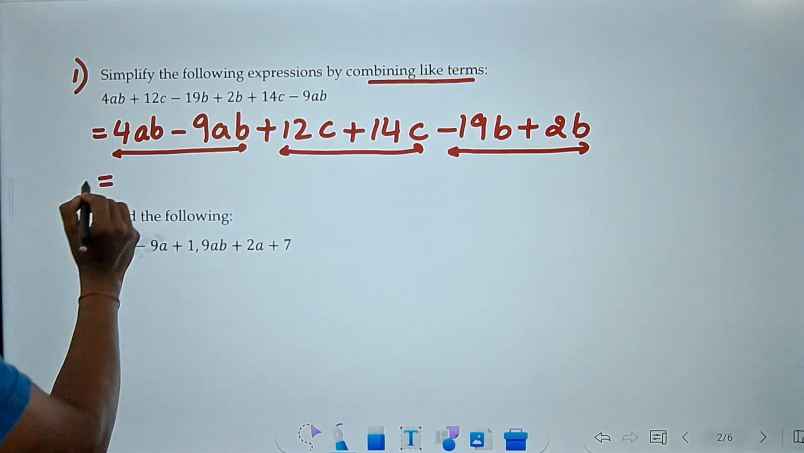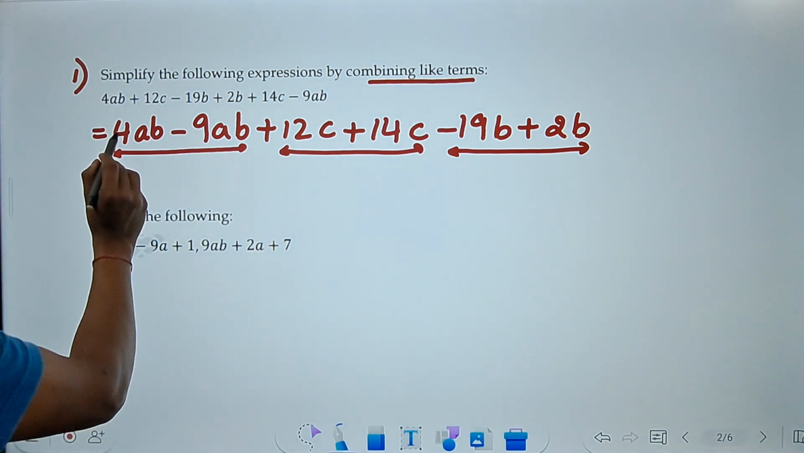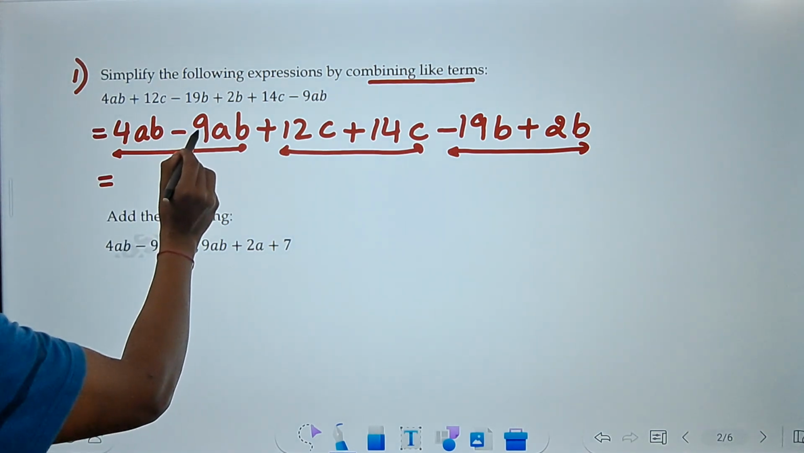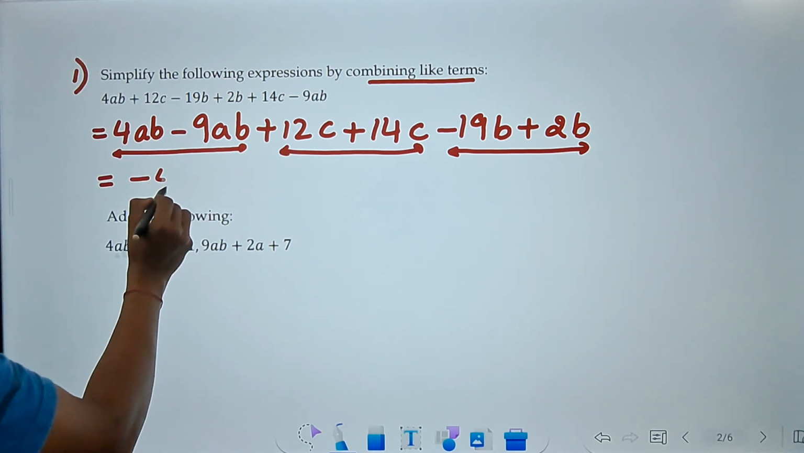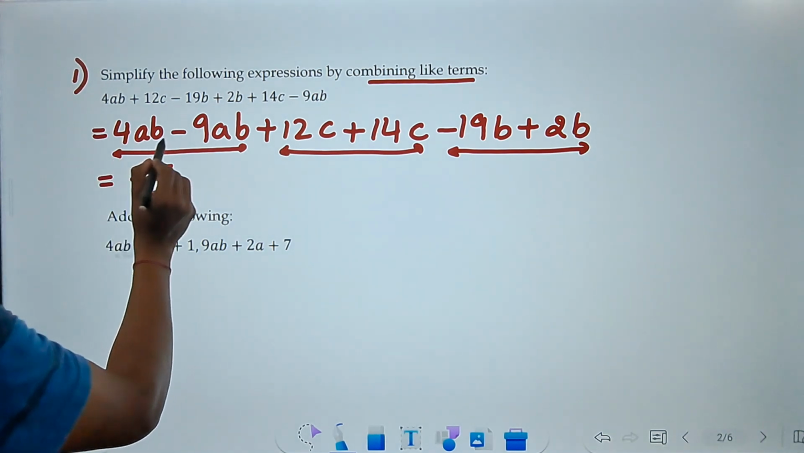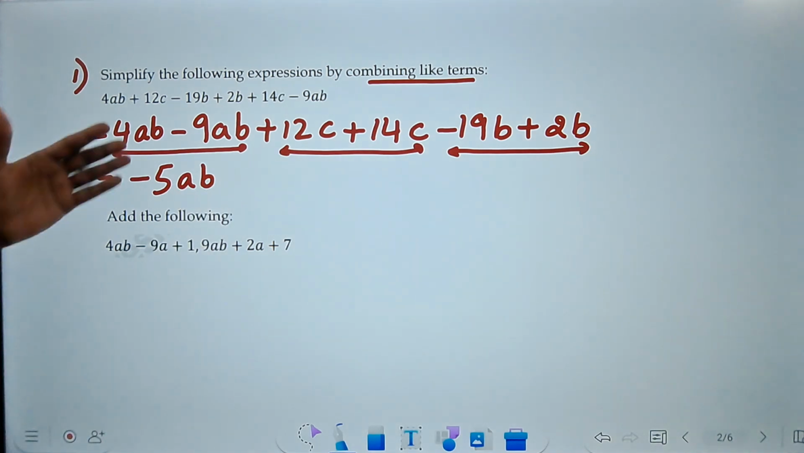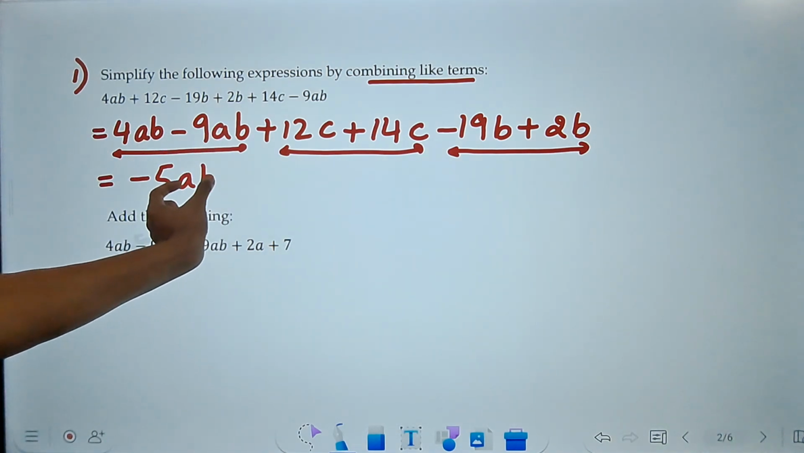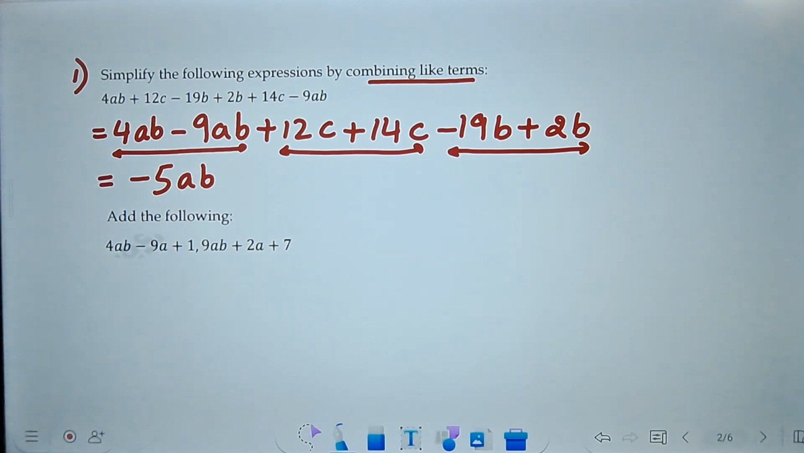Now you should only know how to add and subtract integers. 4 is the numerical coefficient here. Minus 9 is the numerical coefficient here. And 4 minus 9 is minus 5. So the numerical coefficient becomes minus 5 and the variable part ab does not change. Remember, when you add or subtract like terms, then the variable part does not change. It is only the addition and subtraction of the numerical part.